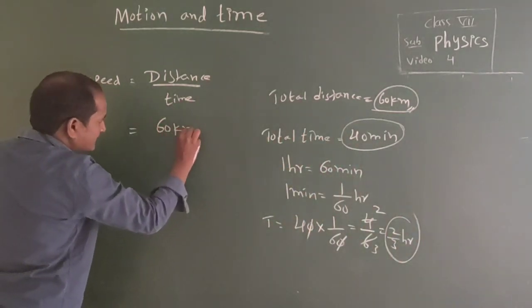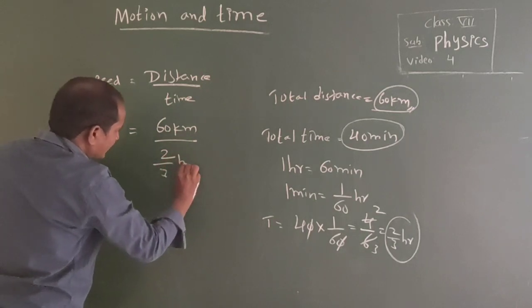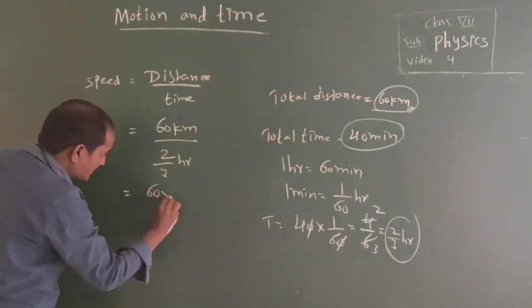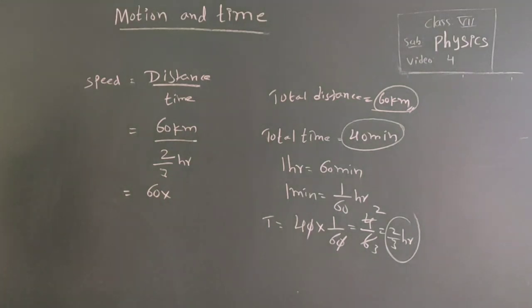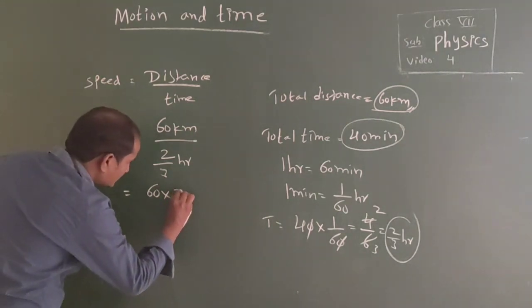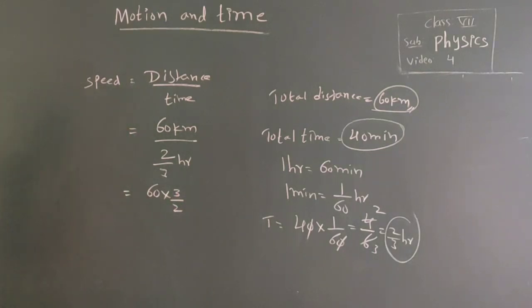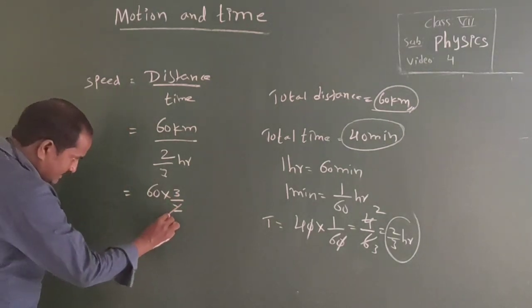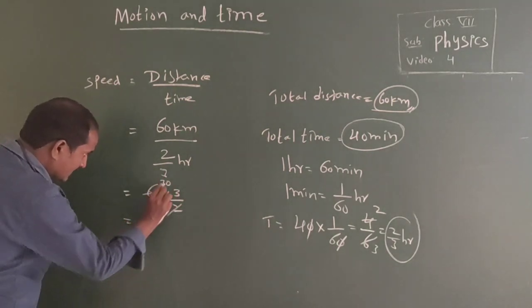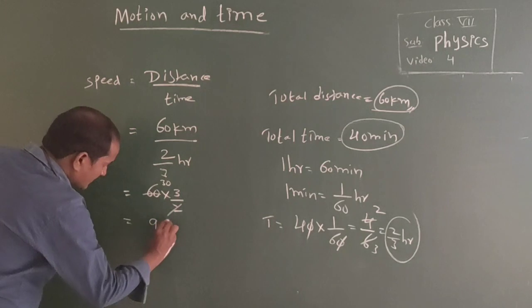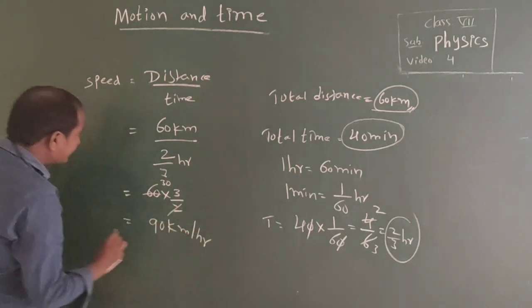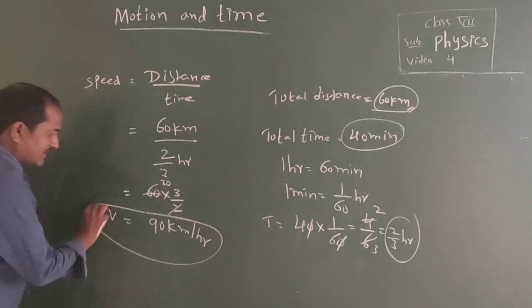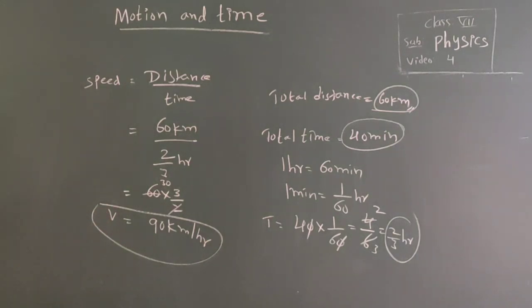60 kilometers by 2 by 3 hours, that equals 60 into 3 by 2. So here, 2 ones are 2, 30, that equals 30 into 3, 90 kilometer per hour. It is the speed of the car. Speed of the car equals how much here? 90 kilometer per hour. Thus the car travels with an average speed equal to 90 kilometer per hour.